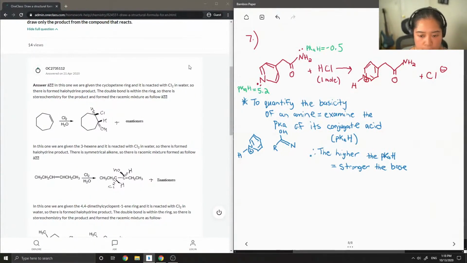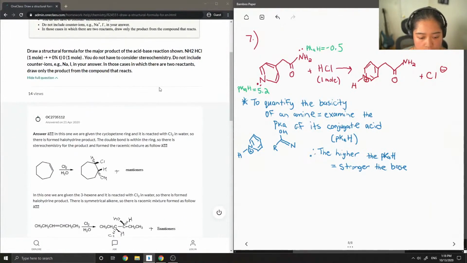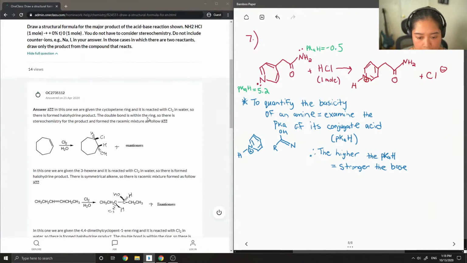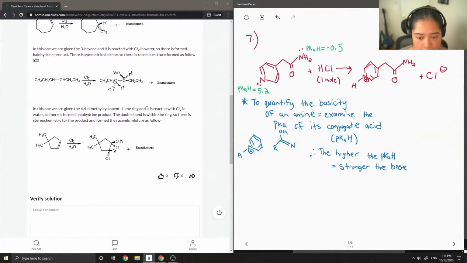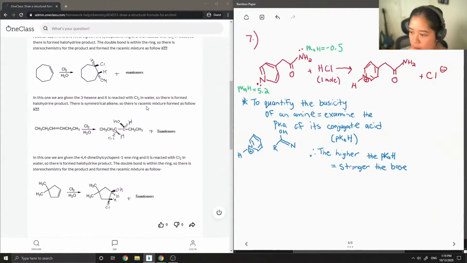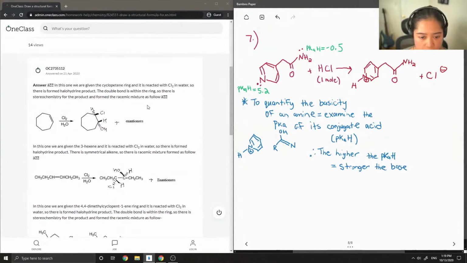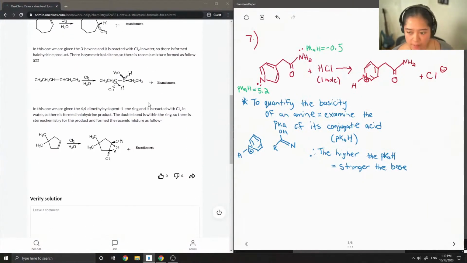So it's the same. So this solution doesn't really look like it answers the question. Yeah, this looks like a different answer altogether.